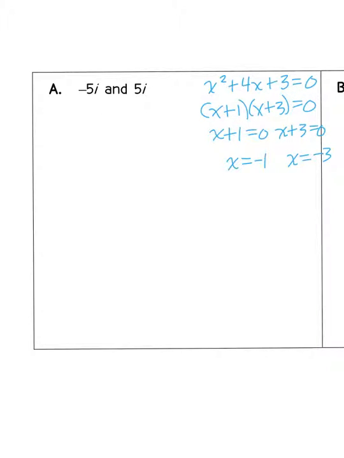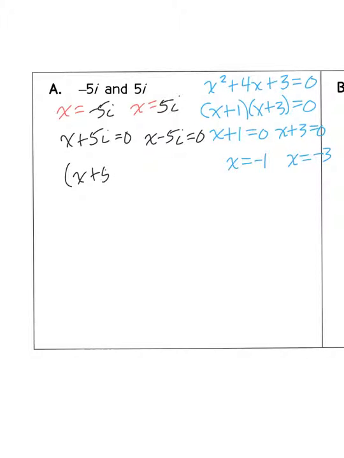We're going to take each one of these and set them equal to x. So x equals -5i. x equals +5i. And then we're going to set each of those equal to 0. To do that, I'm going to have to add 5i to this side and subtract 5i from both sides. So we get x plus 5i equals 0, and x minus 5i equals 0. Then you're going to multiply them together.